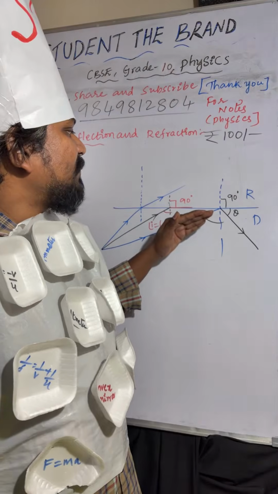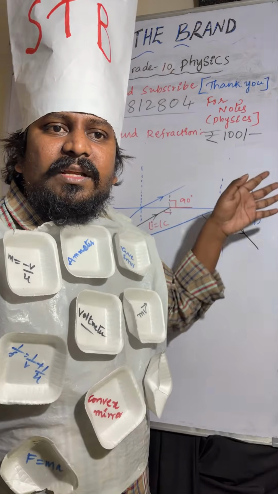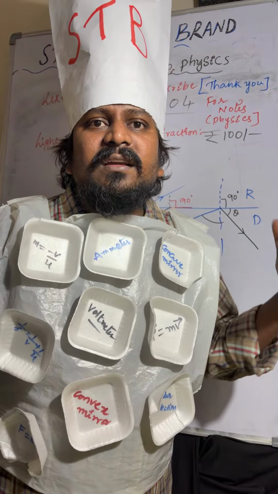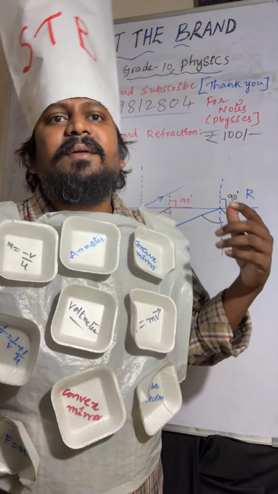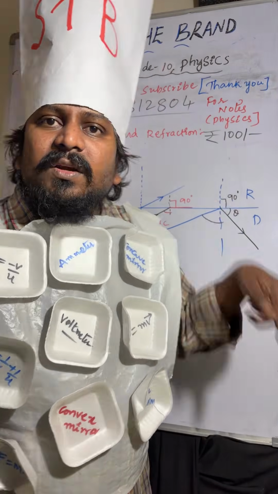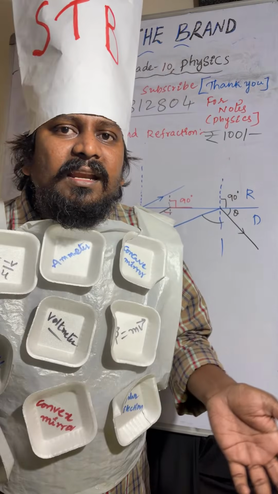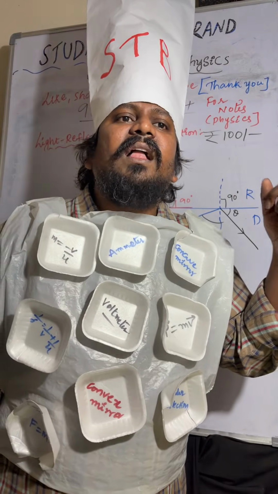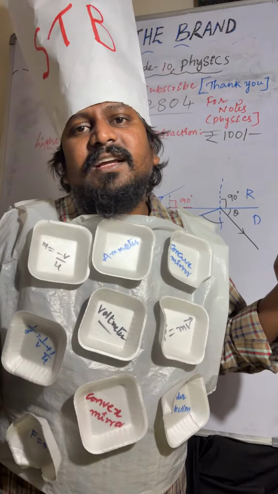When the light ray is passing from denser to rarer and the angle of refraction would be more than 90 degrees, then the light ray reflects back into the same medium. So 90 plus theta, more than 90 degrees, it will be reflected back into the same medium. This phenomenon is called total internal reflection.